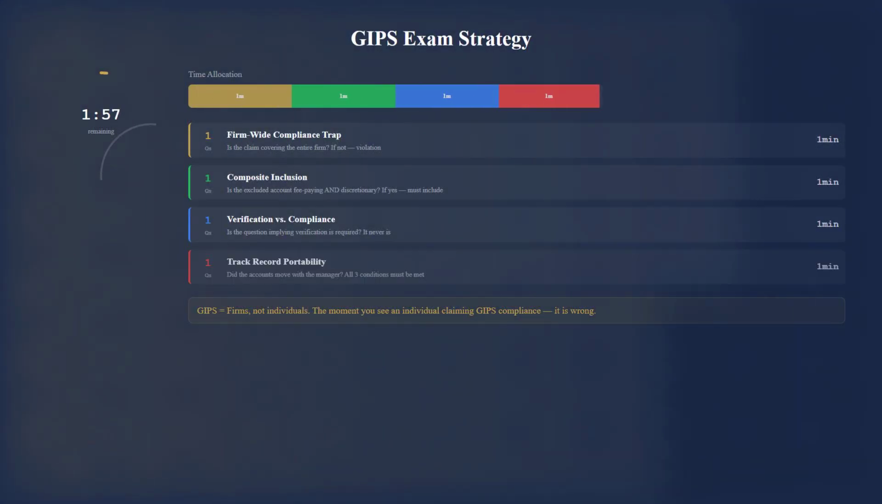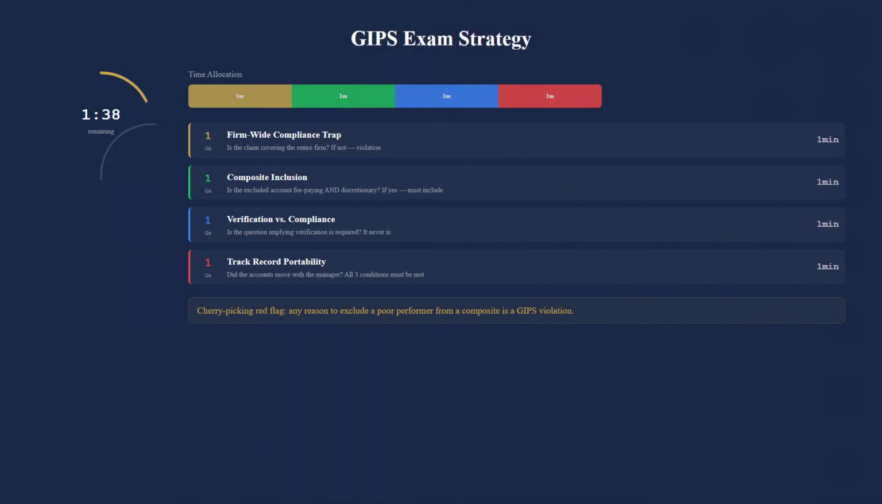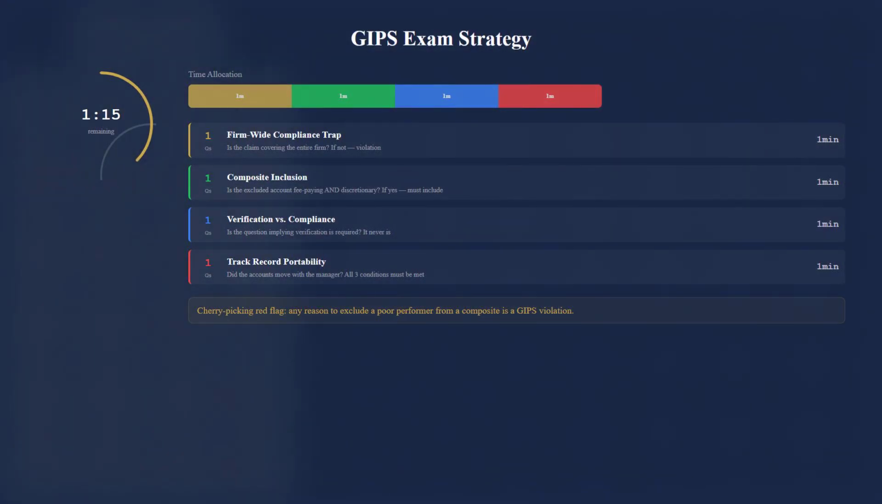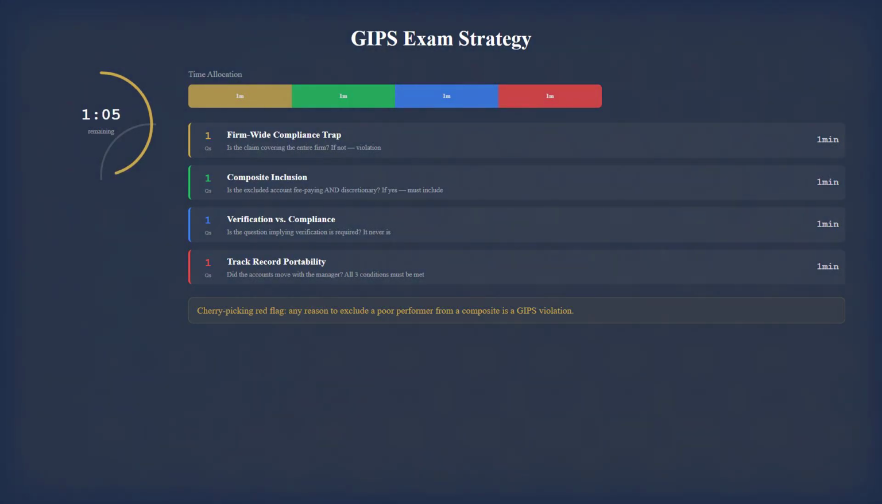Let's close with your GIPS exam strategy. On Level 1, GIPS questions are conceptual, no calculations. Every question is testing one of 8 core ideas. When you see a vignette with a compliance claim, immediately ask, is this firm-wide? If not, it is a violation. When you see verification mentioned, ask, is the question implying it is required?